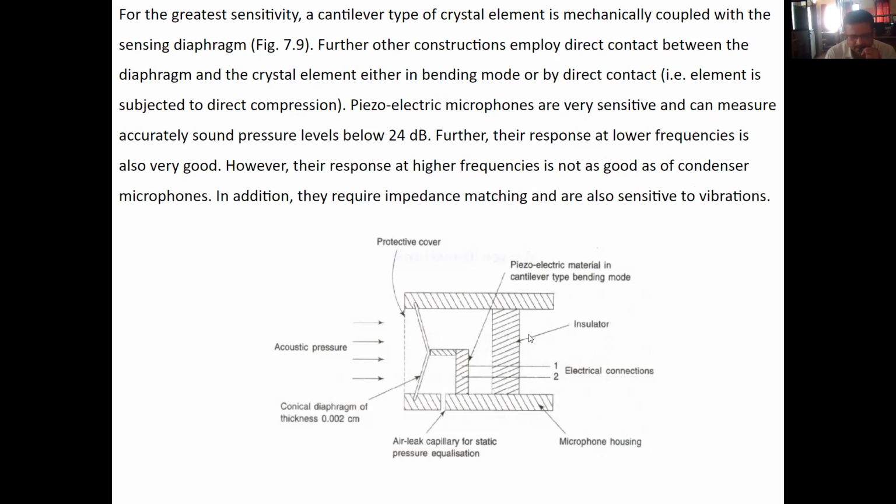Therefore, this is the piezoelectric type of microphone. This is a piezoelectric material in cantilever type bending mode. Why is it known as cantilever? Because one end is fixed, and the other end is free. This is the other end. This is the conical diaphragm. This is the acoustic pressure. Therefore, when acoustic pressure acts, this conical diaphragm will bend like this, and it will exert force on this piezoelectric material. And you know the characteristic of piezoelectric material, that when it gets distorted, an electrical charge is produced. That's why this electrical connection is there.